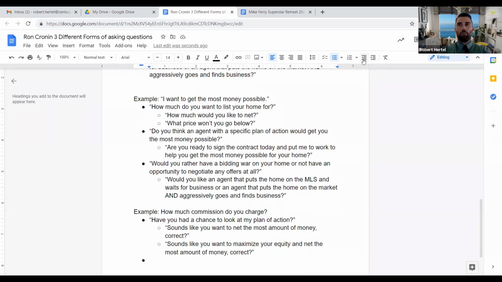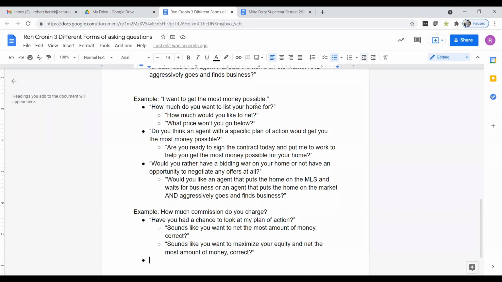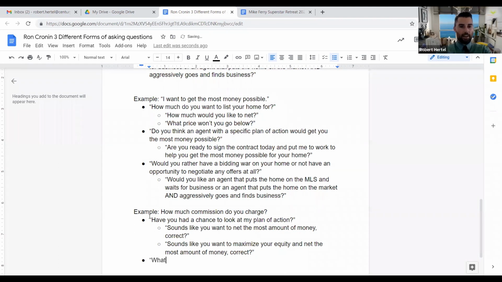So what are you and your family going to do with all of your proceeds once the home sells? Right. Yeah, that's an open-ended. That's good. I have one. So what is more important for your family? Paying a lower commission or getting a higher bottom line? There you go. All right.